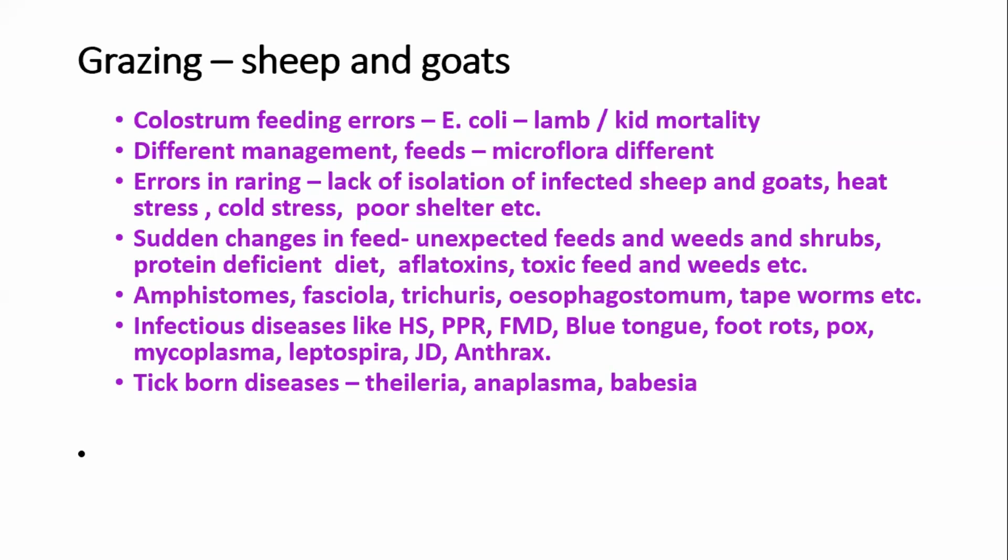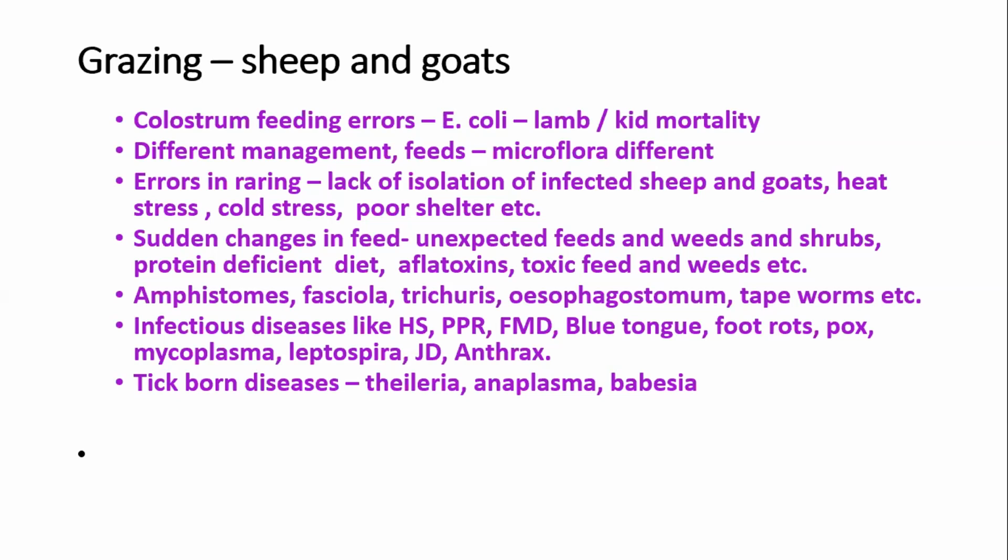Then Amphistomes, Fasciola, Trichuris, Oesophagostomum, and tapeworms are again the biggest problems for grazing animals. Then infectious diseases like HS, PPR, FMD, bluetongue, foot rot, pox, mycoplasma, leptospira, Johne's disease, and anthrax. These are the most commonly observed infections, and the pathological conditions commonly seen in sheep and goats.